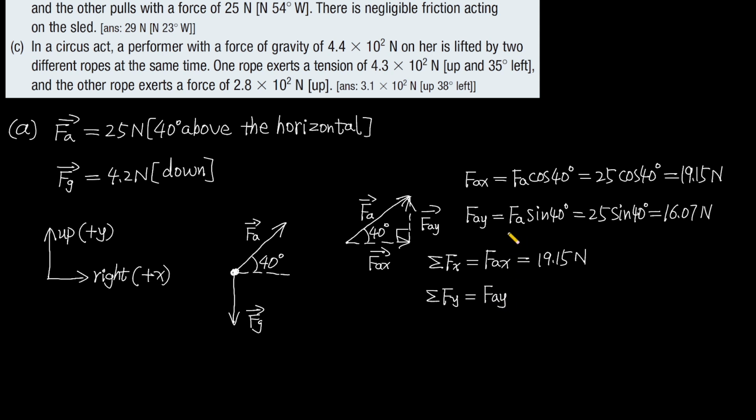And the vertical component of the total force, sigma Fy, just equals Fay. Fay is the vertical component of the force that the player exerts on the ball. I use Fay minus Fg. Because the direction of Fg is down, it's opposite to the positive direction up. So here is minus. And this equals 16.07 minus 4.2 and equals 11.87 Newton.